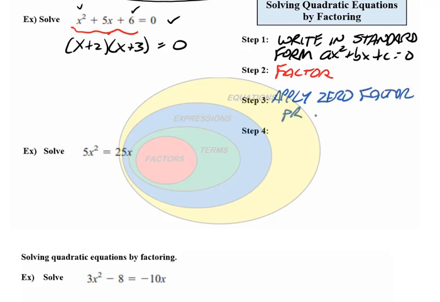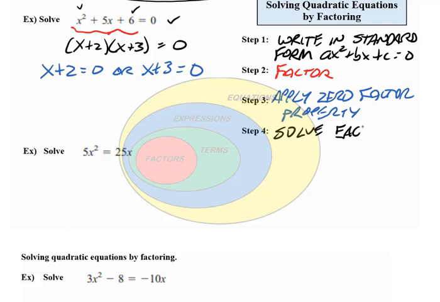Which basically says if I have a product of two factors equaling 0, then one of the factors has to be equal to 0. So x plus 2 has to equal 0, or the other factor, x plus 3, must equal 0. So the last step is just solve each equation.